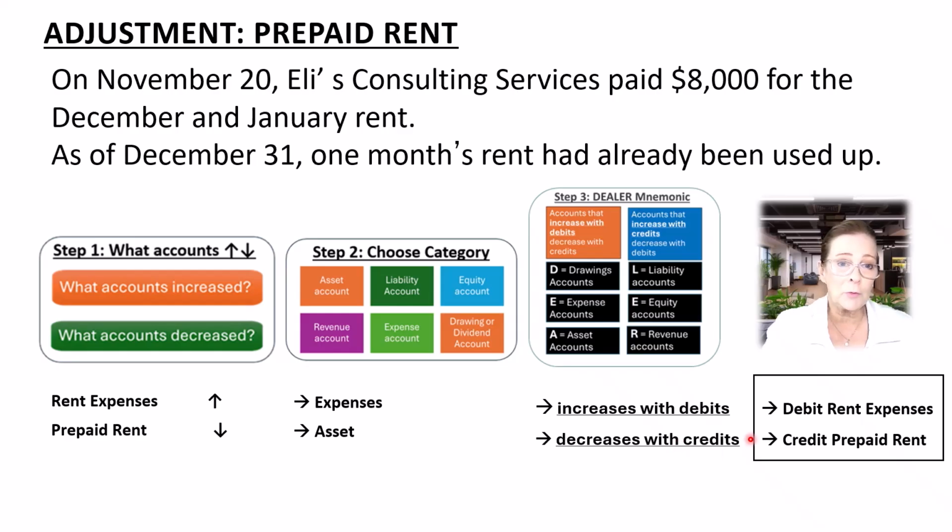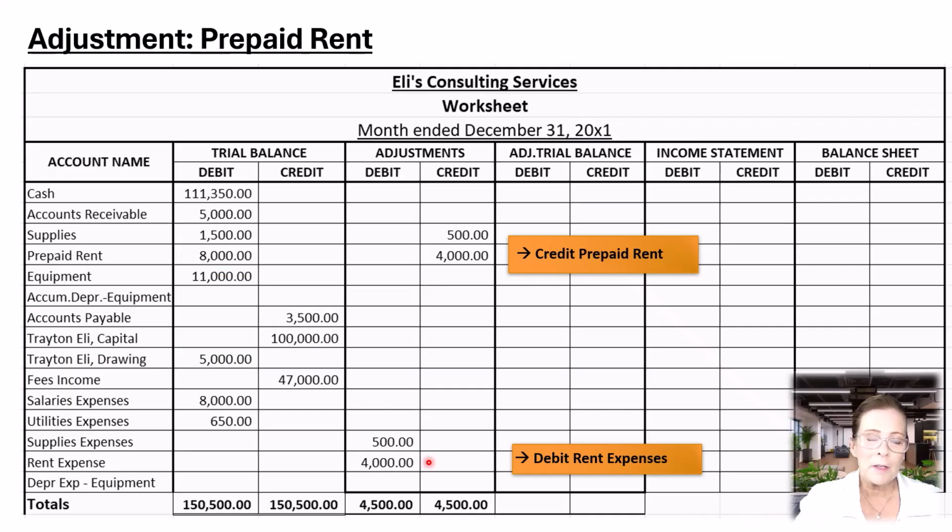And we're now ready to record this entry in the worksheet. We'll record the debit of $4,000, the first month rent, first in the debit column of the adjustment section in the row for rent expenses. Next, we'll record the credit of $4,000 in the credit column of the prepaid rent account. Again, please check the total debits and the total credits after each adjustment to double check that you're still in balance, which we are because both columns show $4,500.